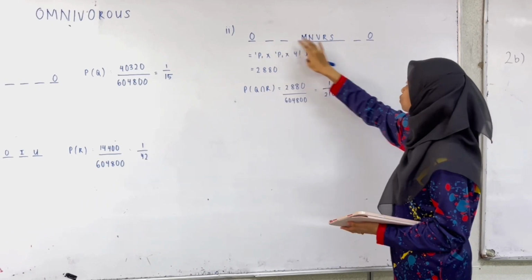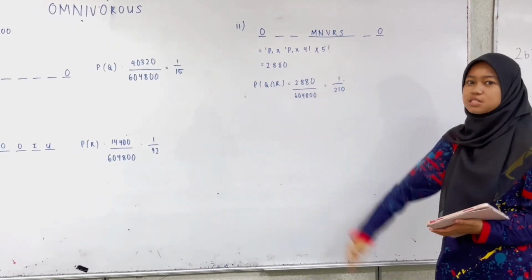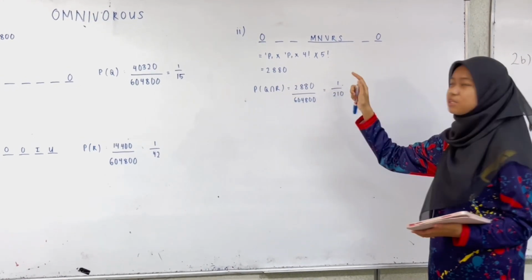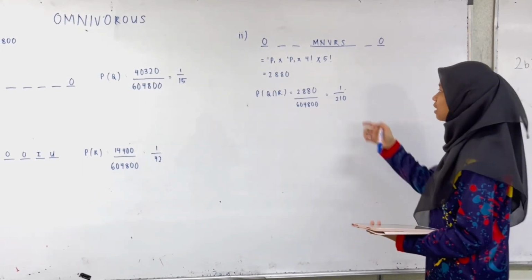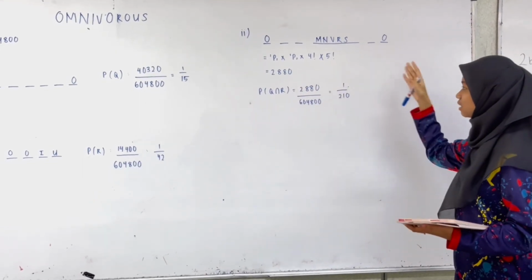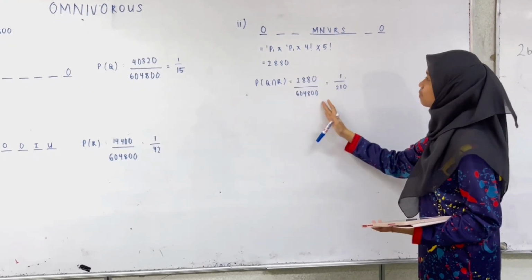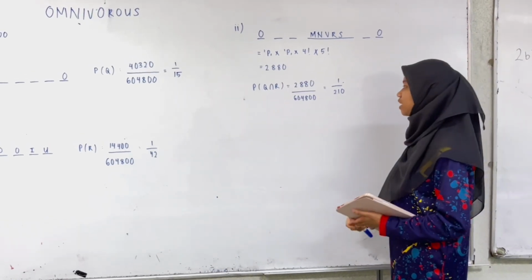So we have 1, 2, 3, 4 places because the consonants must be kept together. So we have another 4 places, and times 5 factorial because the consonants can change their place within each other. So we get the answer, but then we want the probability. So the answer divided by the total, and we got 1/210.